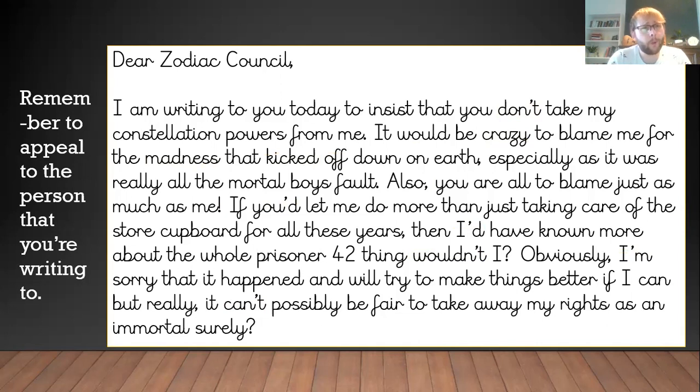Also, what this letter doesn't do, but that you should be doing, is you're meant to be trying to appeal to the person that you're writing to. You're trying to get them on your side, so you want to be flattering them. You want to be complimenting them. You want to be talking about how wonderful they are almost, without being over the top.